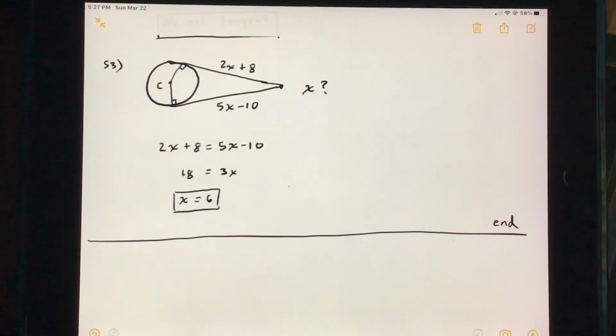So to figure out the value of x, all we have to do is set 2x plus 8 equal to 5x minus 10 and solve that equation. It's a simple linear equation to solve. We will first subtract 2x on both sides and arrive at 18 is equal to 3x. Then divide both sides by 3, and voila, x is equal to 8, and we're done.